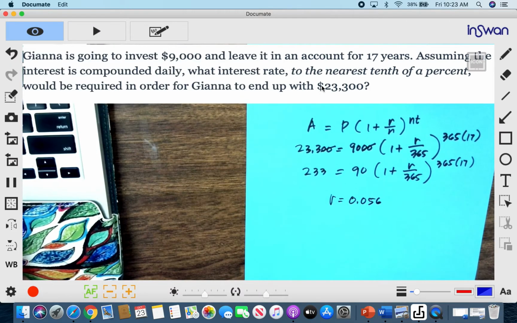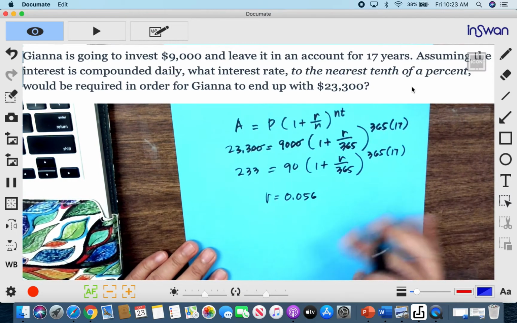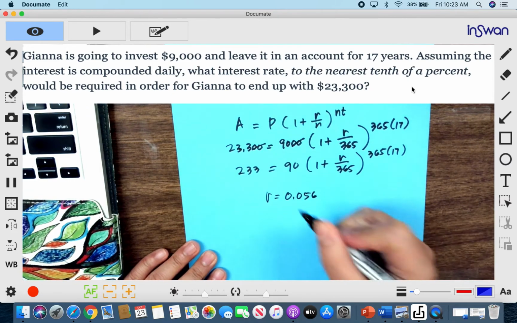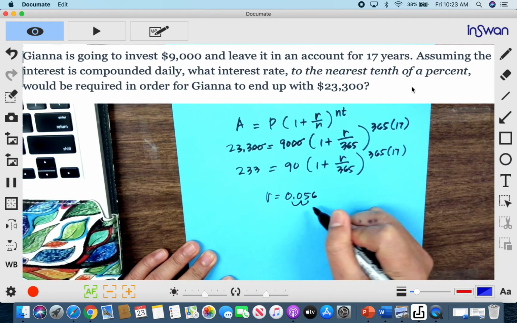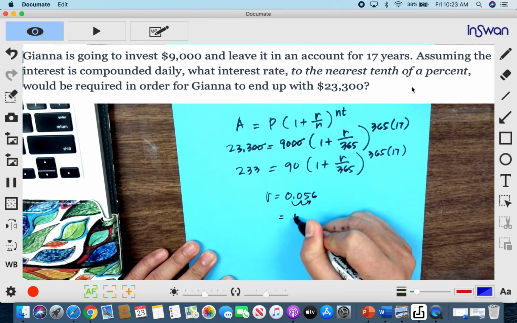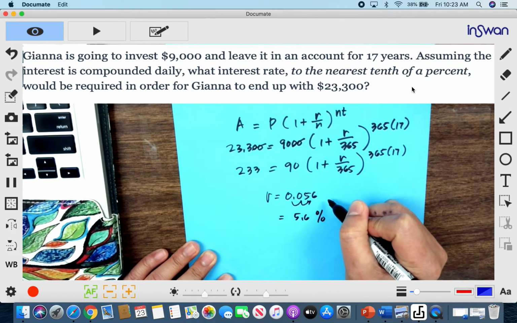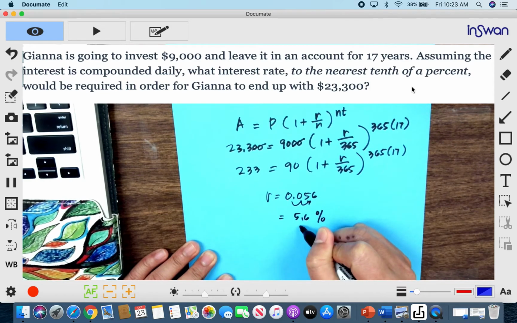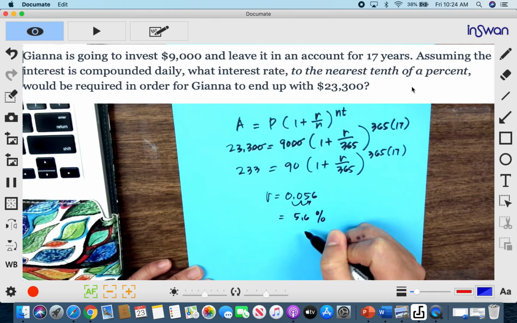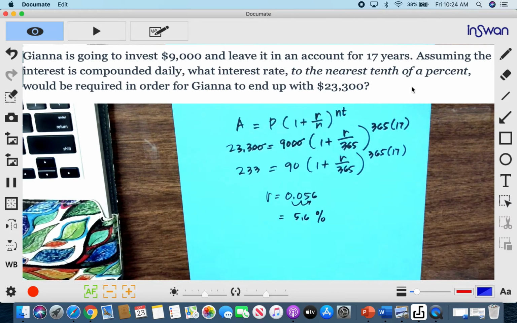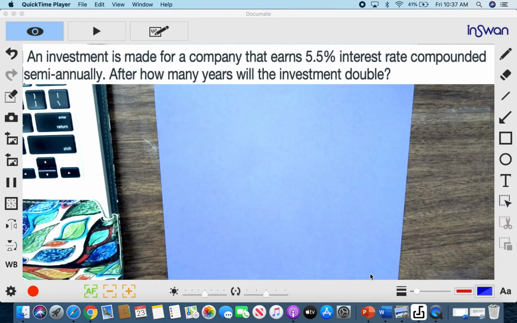But of course, you need to analyze clearly your problem. It says here, to the nearest tenth of a percent. Before we can do that, we need to change this into a percent form by moving the decimal point 2 places to the right side, which is 5.6%. Now, you can also use multiplication by 100 to reach this number. And of course, this is already tenth of a percent.